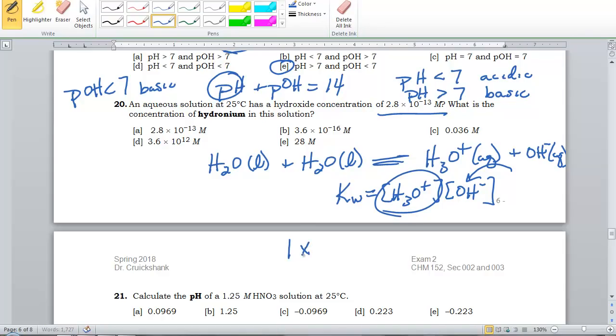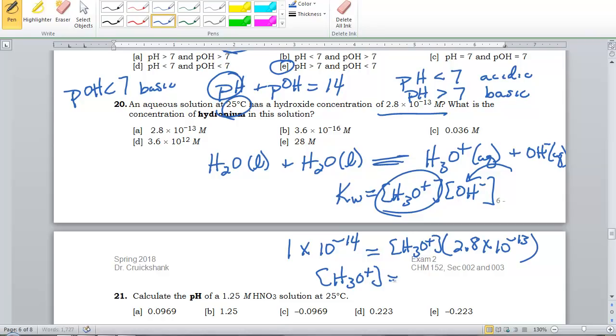Now, if you're not told otherwise, but you are this time, assume we're at 25 Celsius. Kw at 25 Celsius is 1 times 10 to the negative 14th. Plug in your hydroxide. Now you'll notice that your hydroxide is a really small concentration. So this is certainly going to be an acidic solution. We're going to have a significant amount of hydronium ion. And I calculate hydronium of about 0.036 to 2 sig figs, which is choice C.